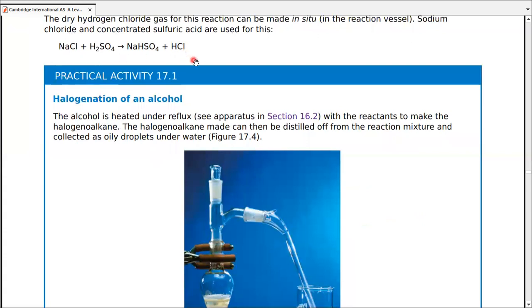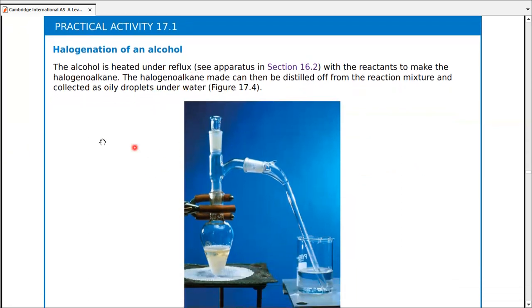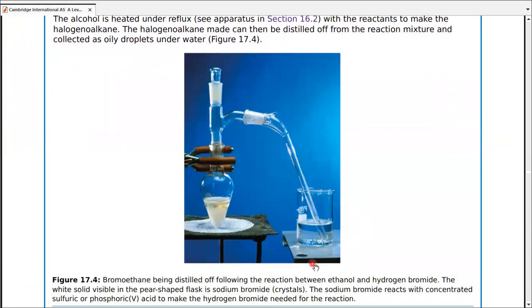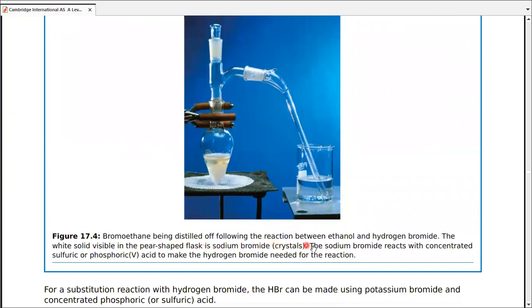With this reaction being given, I hope you are going to understand the halogenation of an alcohol better. The alcohol is heated under reflux in this kind of structure with the reactants to make halogenoalkane. The halogenoalkane made can be distilled off from the reaction mixture and collected as oily droplets under water, since this does not mix in water, so we can safely separate it. Bromoethane is distilled off following the reaction between ethanol and hydrogen bromide, and the white solid visible in the pear-shaped flask is sodium bromide crystal, which is right over here.